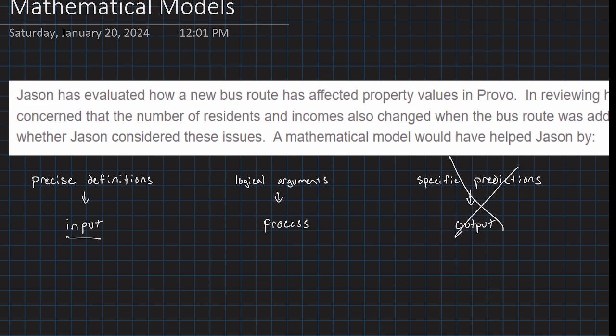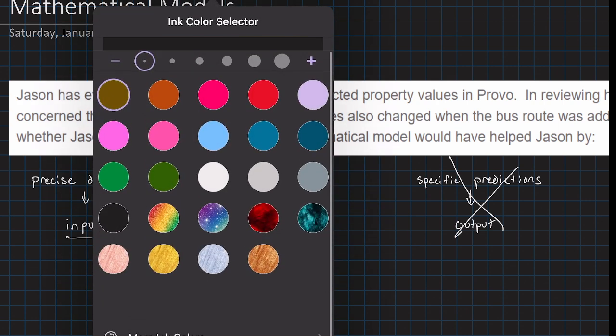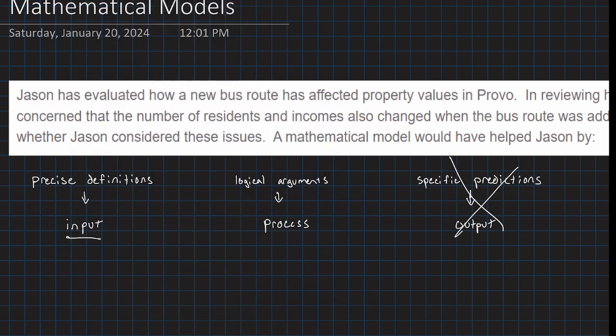He's not taking into account certain factors before he does his calculation. So this is an input problem because he has all these different variables, for example, when evaluating the new bus route, such as time, streets, maybe location, but they're concerned if he took into account these specific variables of number of residents and incomes. So the question is whether or not he had inputted the correct amount of variables. And as such, because it's an input, the correct answer would be precise definitions.